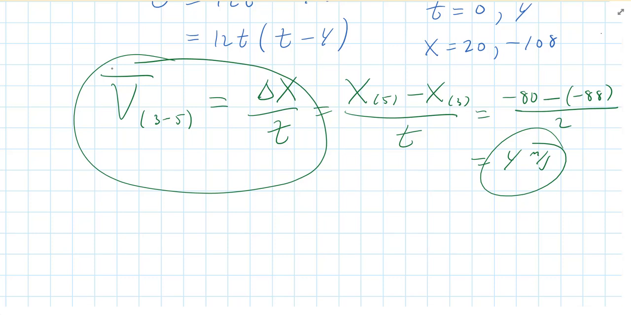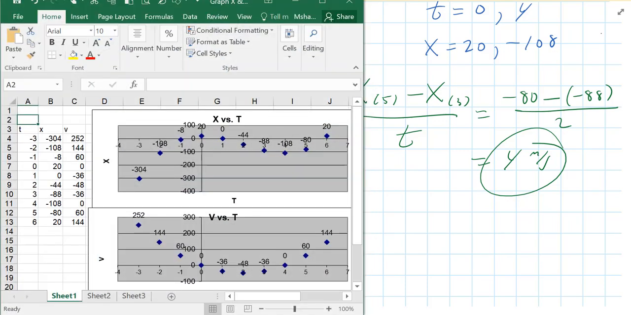Now, finally, I want to make one more note. I went ahead and graphed this equation between negative 3 and 6 seconds for x versus t. That's the top graph you're seeing there, and then v versus t. You'll see that we turn around at 0 and 4 seconds. At 0 seconds, we're at 20 meters from the origin. At 4 seconds, we're at negative 108 meters from the axis. Those are two turnaround points. This car, or whatever this thing is, is going back and forth.